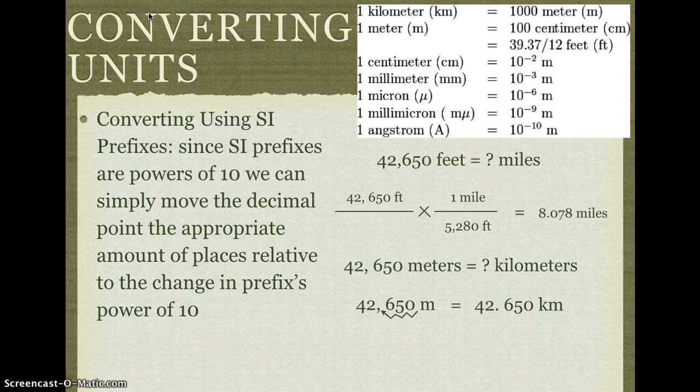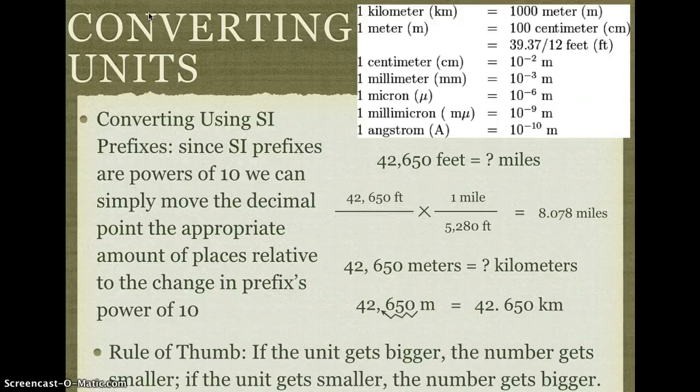But what I really want you to see here is the simplicity. Using the old English system, we had to do a conversion factor and plug it in our calculator. Here, all we had to do is move the decimal as long as we understand how. And that's what I hope to show you next class period. There's a very important rule of thumb. I want you to remember this. I'll refer back to it a lot.